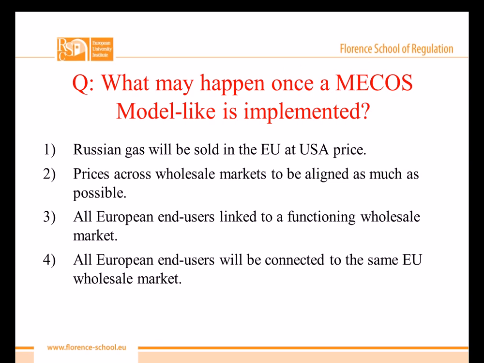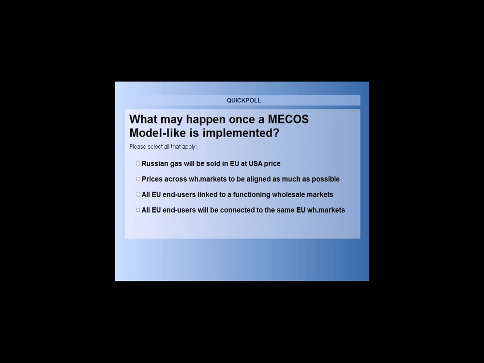What are the benefits? Question to your poll. What may happen once a MECOS-like model is implemented in 2015, 2020? First, the Russian gas will be sold everywhere in the EU at the USA price, question mark. Second, more conservative, prices across wholesale markets will be aligned as much as possible. Third, all European end users will be linked to a functioning wholesale market. Four, more progressive, all European end users will be connected to the same European wholesale market. To the poll, make your choice, express yourself.